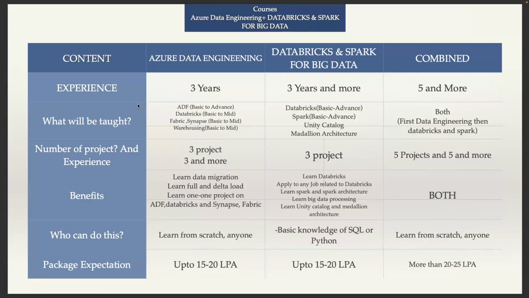What is the duration for the combined course? Duration is 4 months. Each of the courses is 2 months, so the combined course is 4 months. In the combined course curriculum, first we'll learn data engineering and finish it in 2 months, and then we will learn Databricks and Spark in another 2 months.